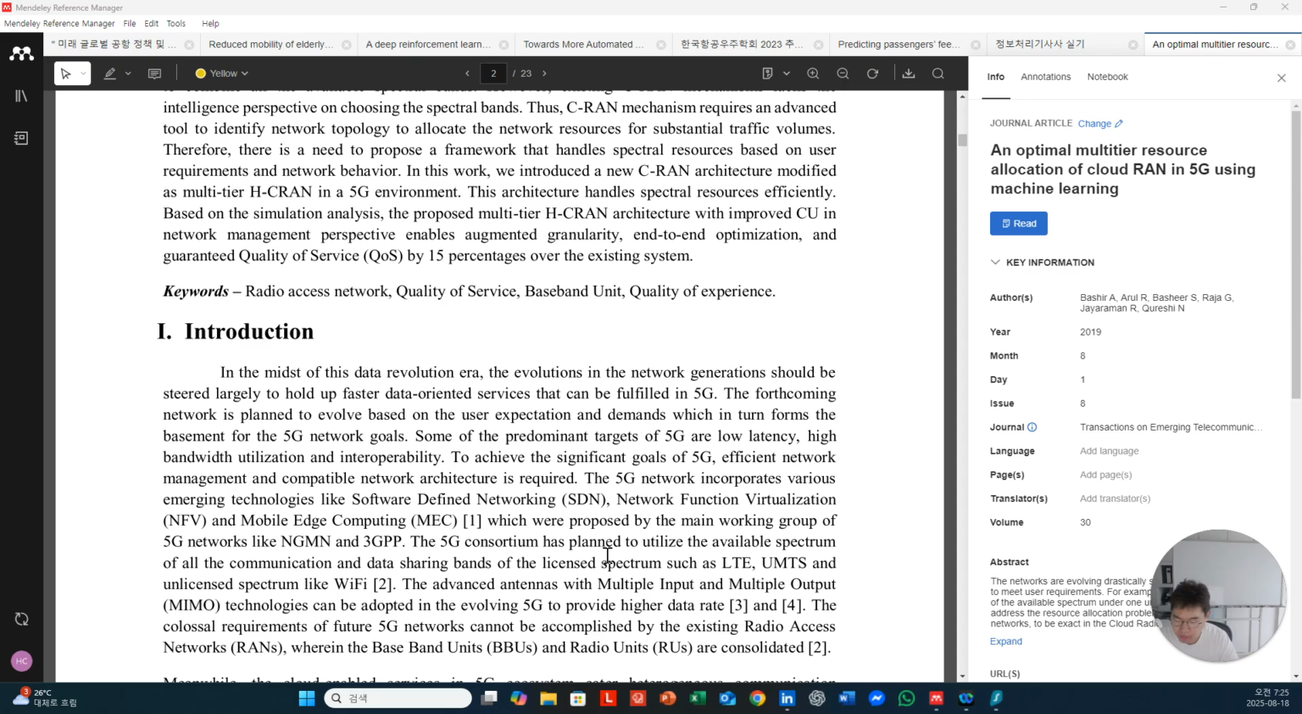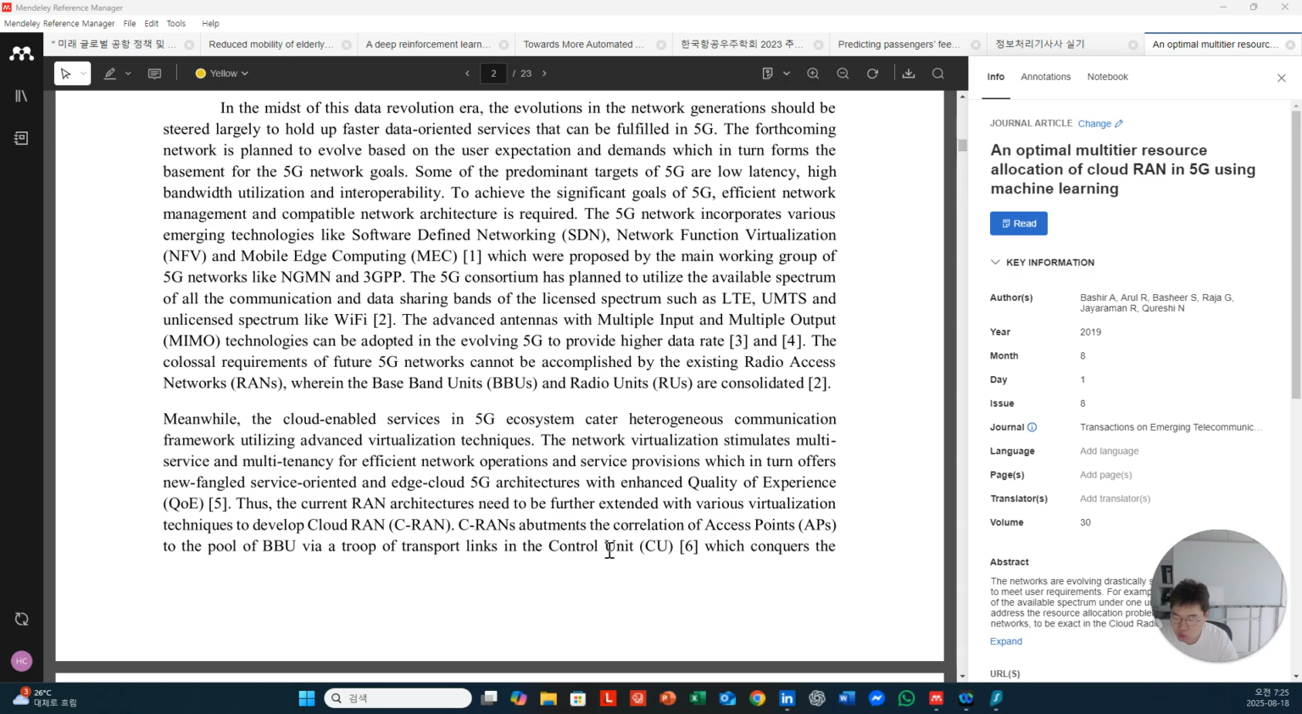The close requirements of the future 5G networks cannot be accomplished by the existing radio access network RAN, wherein the baseband unit (BBU) and radio unit (RU) are considered. Meanwhile, the cloud-enabled services in the 5G ecosystem cater to a heterogeneous communication framework, utilizing advanced virtualization techniques. Network virtualization stimulates multi-service and multi-tenancy for efficient network operation and service provisions, which in turn offer new flexible, service-oriented, and edge-cloud 5G architectures with enhanced quality of experience. Thus, the current RAN architectures need to be further extended with various virtualization techniques to develop cloud RAN.